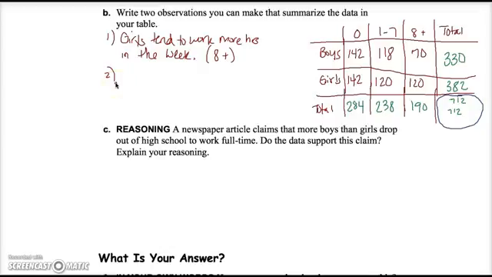One more observation that I make, if I look at totals, okay, I'm going to say most students don't work any hours. There were more in the 0 column than there were 1 to 7 or 8+. So we'll just say more students work 0 hours than 1 to 7 or 8+.